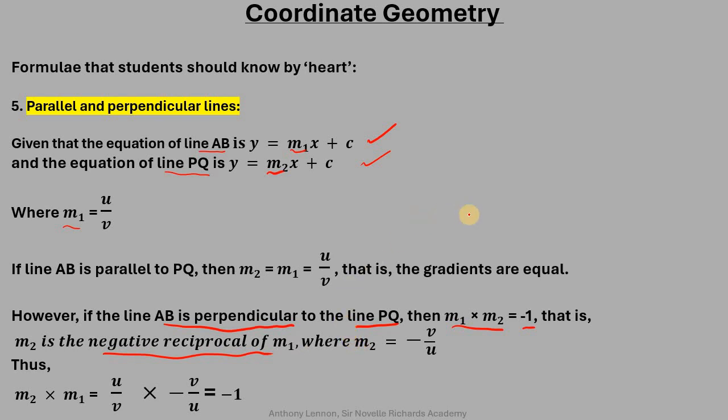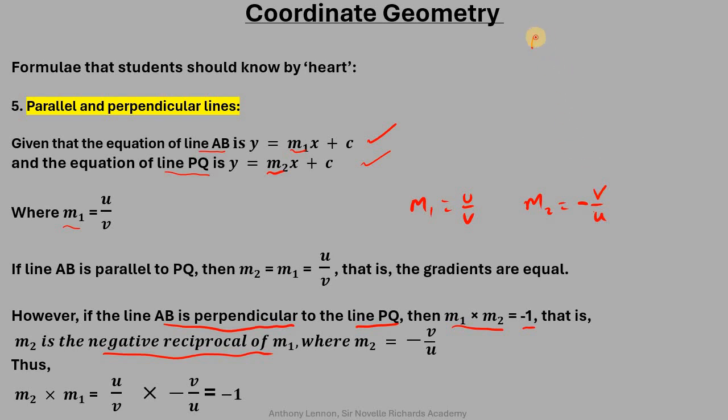So if M1 is equal to U over V, then M2, that is the gradient of the second line, will be the negative of this one, so that'll be negative. Reciprocal means we're going to upturn the fraction of this one.